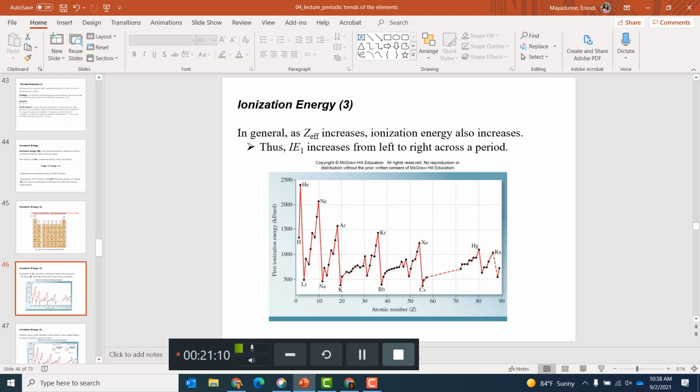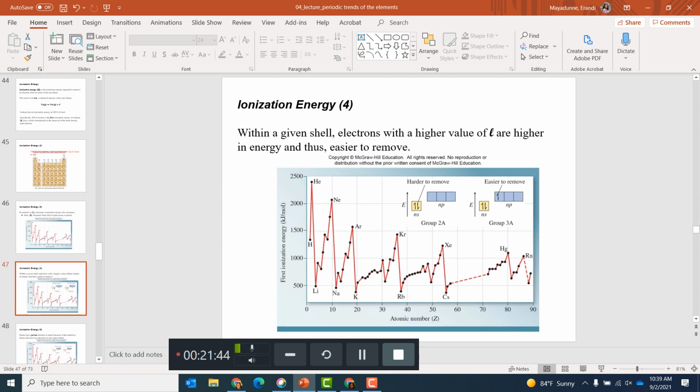And if you see this trend in ionization energy, this is one period. I'm explaining one period: lithium, beryllium, boron, carbon, nitrogen, oxygen, fluorine, neon. So if you're expecting it to increase steadily, why is it not just like this? You can explain these little ups and downs from the orbital diagram, I mean, from the electron configuration.